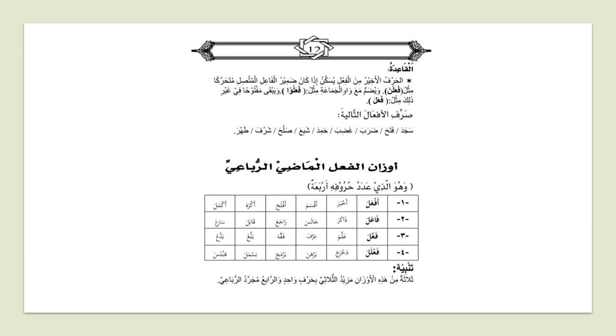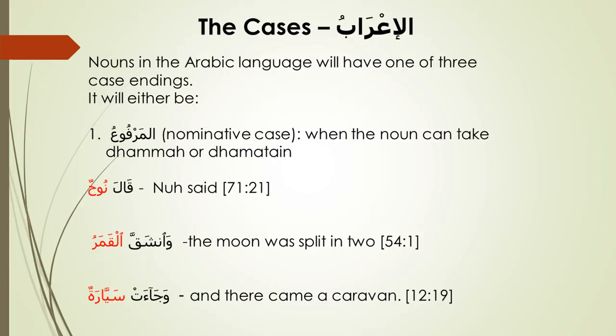If you memorize the three-letter verbs properly, the jadwal, the table, then the four, five, and six letters will be easy to memorize. So inshallah we'll take some nahu. That'll be it for sarf. We'll go to the nahu, which is the cases, which is the i'rab. This is for those that missed the first book, they can catch up. Al-i'rab: nouns in the Arabic language will have one of three case endings.